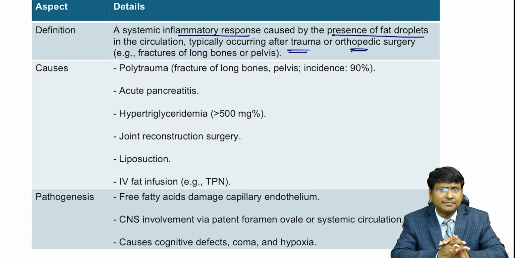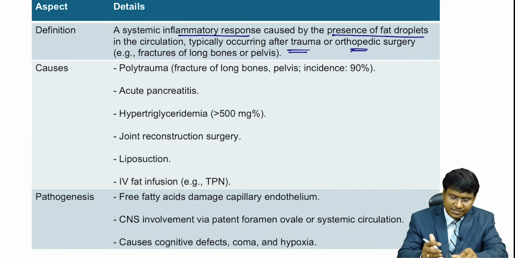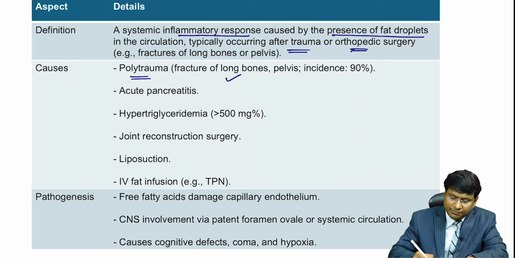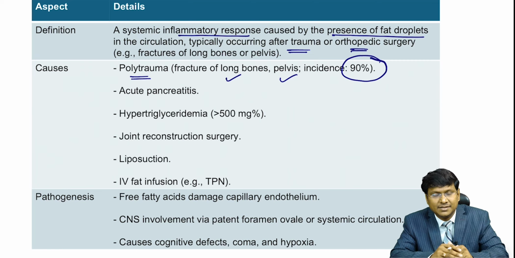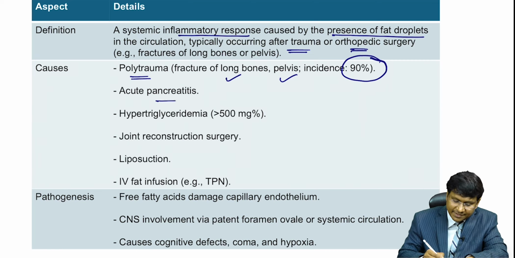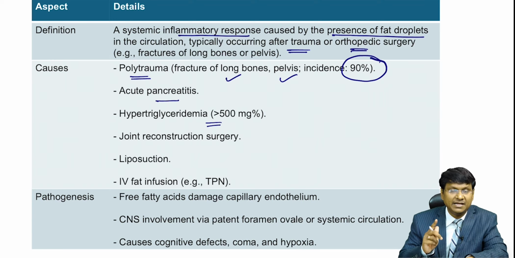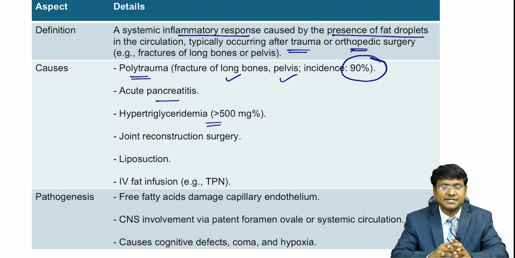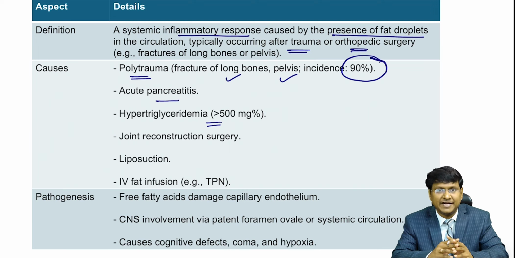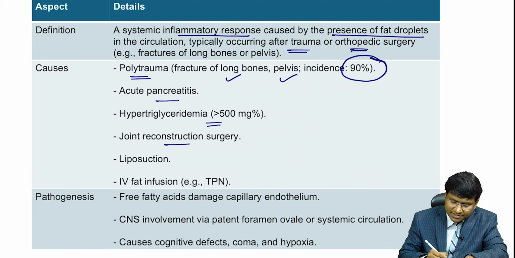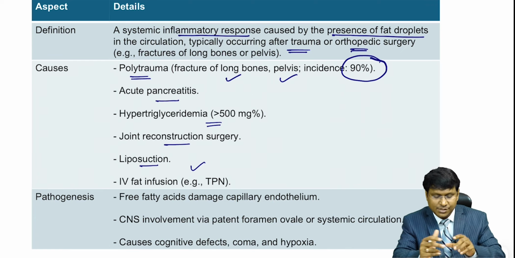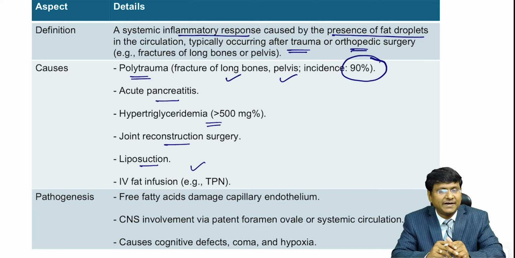What is the common cause for fat embolism syndrome? The common cause includes polytrauma, that is fracture of the long bones and fracture of the pelvis, and the incidence of polytrauma causing fat embolism syndrome is almost 90%. The other etiologies are acute pancreatitis and hypertriglyceridemia, mainly when the triglyceride levels are more than 500 milligrams percent. These patients are at risk of development of fat embolism syndrome. Also joint reconstruction surgery, liposuction, and intravenous fat infusion. So these are the causes for the development of fat embolism syndrome.